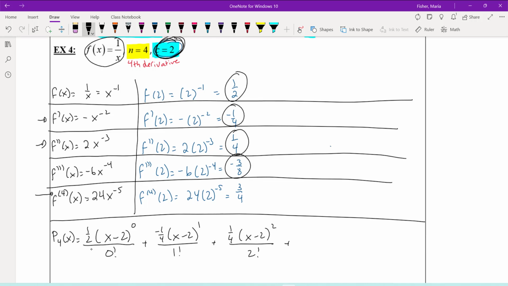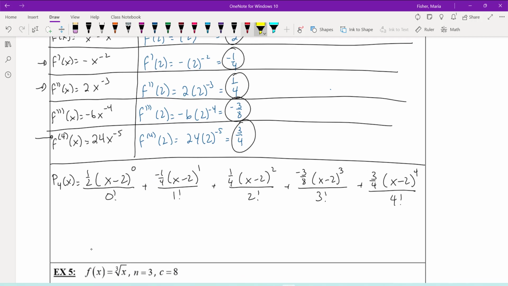Keep going, plus negative 3 over 8, x minus 2 cubed, all over 3 factorial. Last one, plus 3 over 4, x minus 2 raised to the fourth, all over 4 factorial. If we clean this up, remember 0 factorial is really just dividing by 1. 1 factorial is also really just dividing by 1, so you don't have to worry about those. Again, anything here to the 0 power is 1, so this is really just a 1.